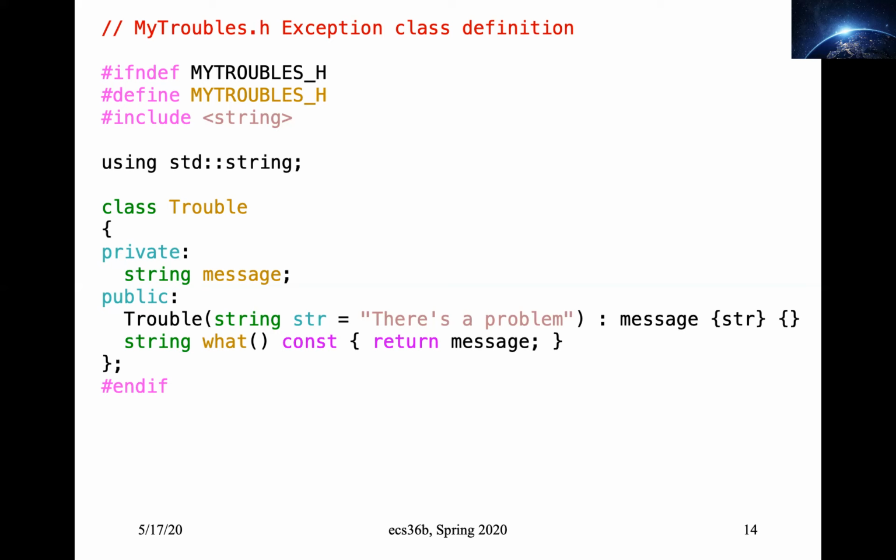So if I provide any message different from the default, then that message will be used to initialize the message for this trouble object. But if I didn't provide anything, so I'm just calling it with a null argument, then it will use "there is a problem" as the default. Okay, that was just a default message. Great. All right, so I hope you get that.